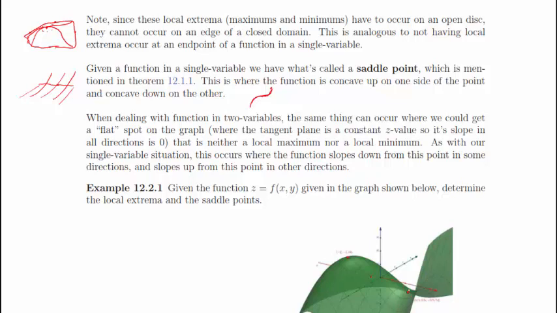Okay, so when dealing with a function in two variables, the same thing can occur where we could get a flat spot on the graph where the tangent plane is a constant z value, so its slope in all directions is 0, that is neither a local maximum nor a local minimum. As with our single variable situation, this occurs where the function slopes down from this point in some directions and slopes up from this point in other directions.